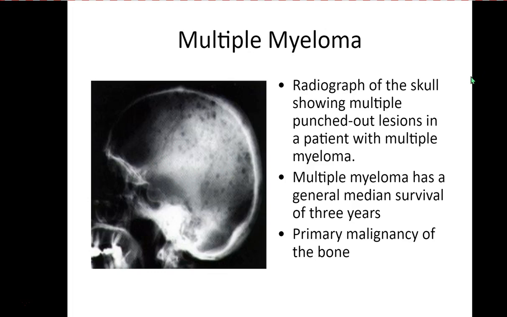So multiple myeloma. Multiple myeloma tumors originate in the bone marrow, and the skull is a commonly affected site. This skull radiograph demonstrates multiple radiolucent lesions, and you can see them scattered throughout the skull. Multiple myeloma is a primary bone malignancy, and unfortunately, the median survival rate is only about 3 years.